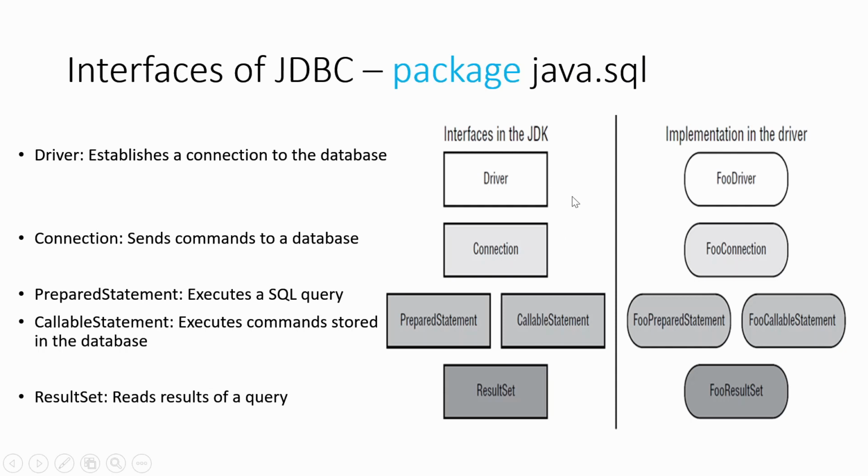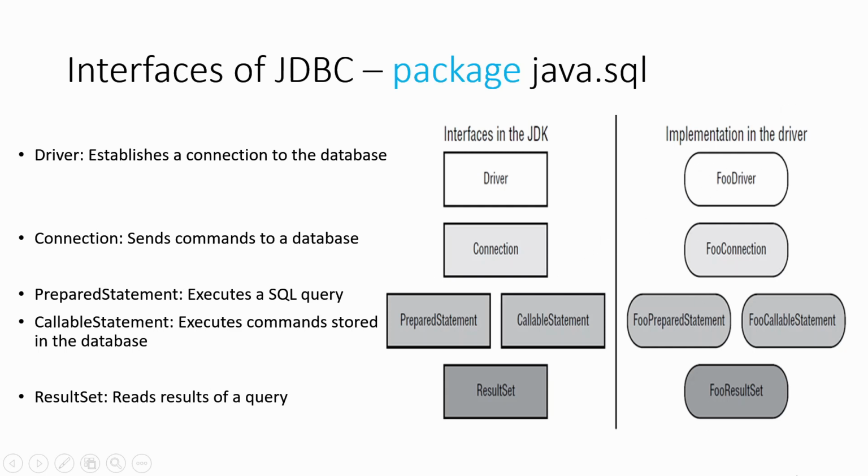For this course, we will use the implementation of the JDK-provided Driver interface and the Derby-provided Connection, PreparedStatement, and ResultSet interfaces. So let's see what these interfaces do. Driver establishes a connection. Connection sends commands to the database. PreparedStatement runs a SQL query. CallableStatement runs a stored procedure. ResultSet reads the result of a query. It comes in the form of an object and we iterate over it.